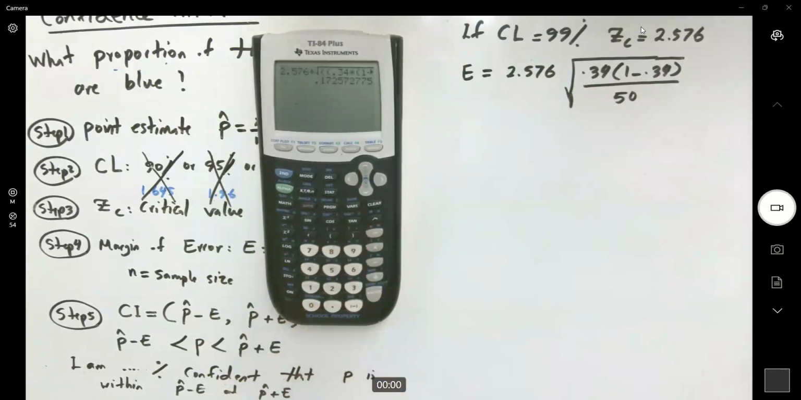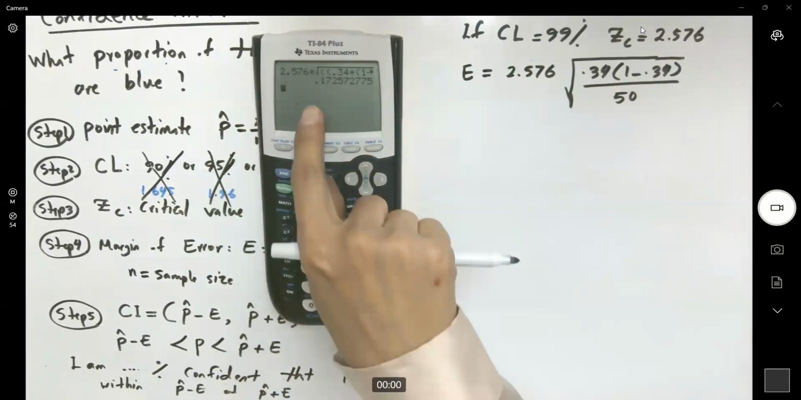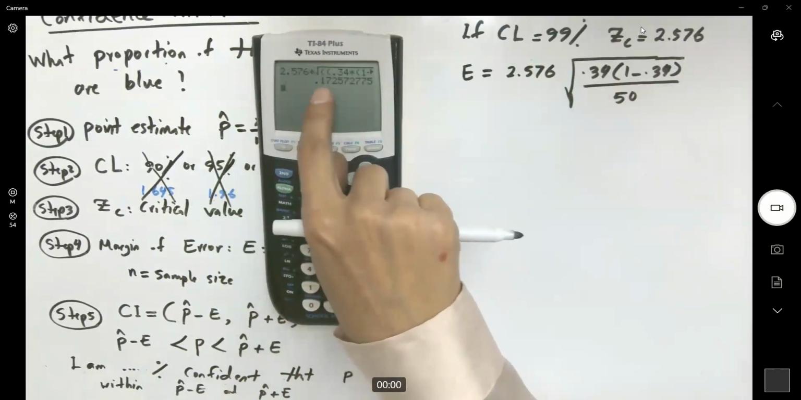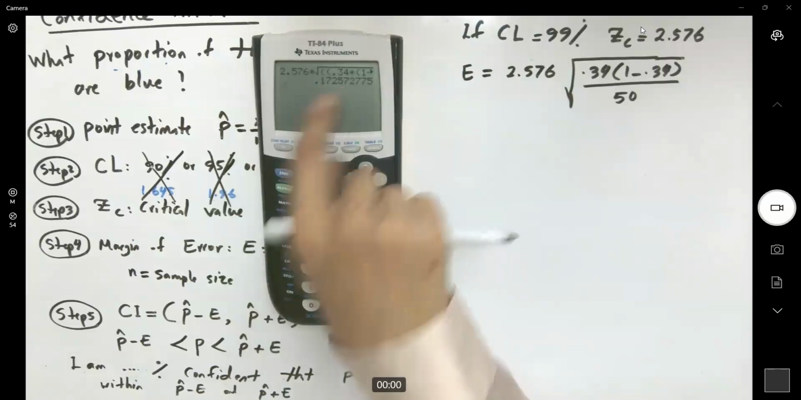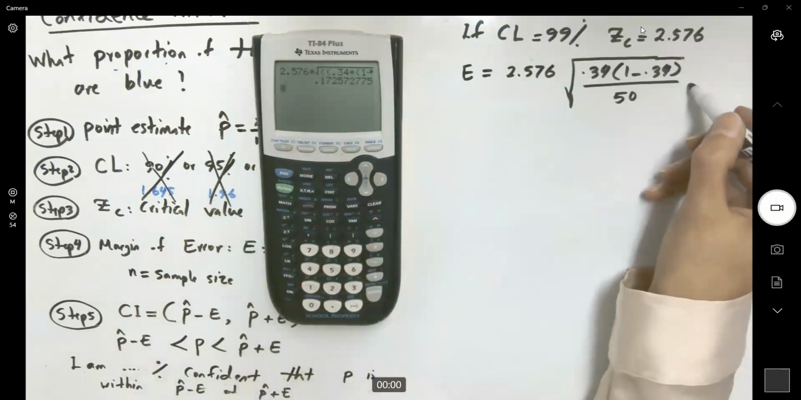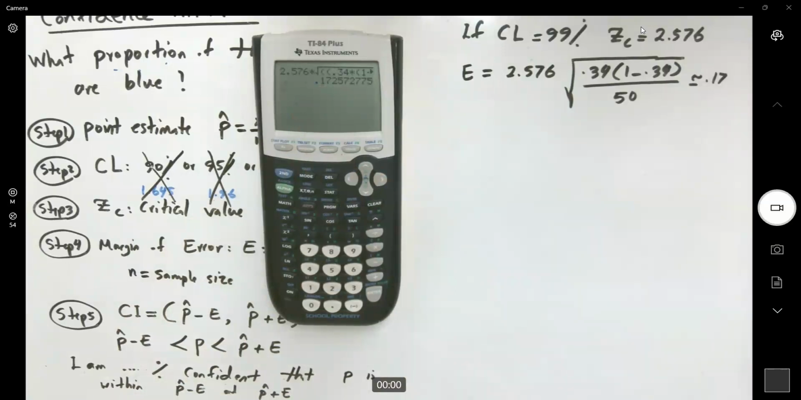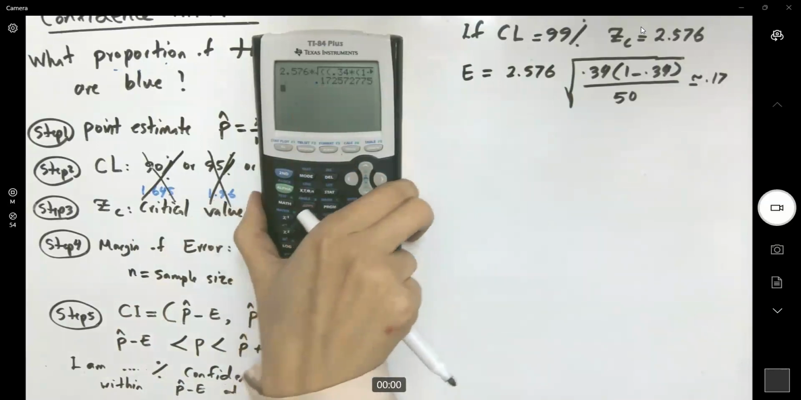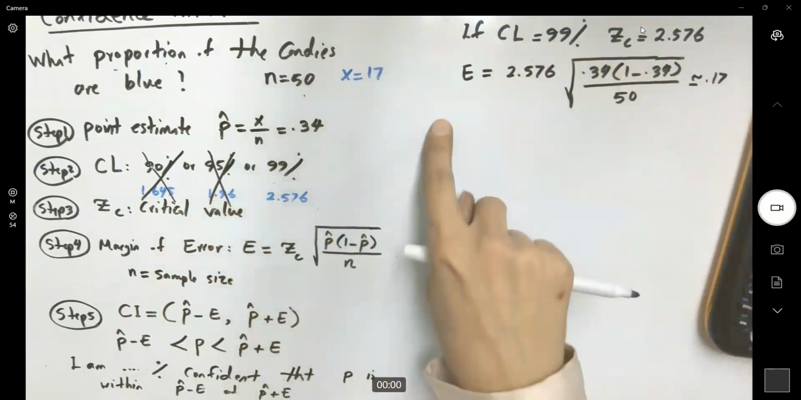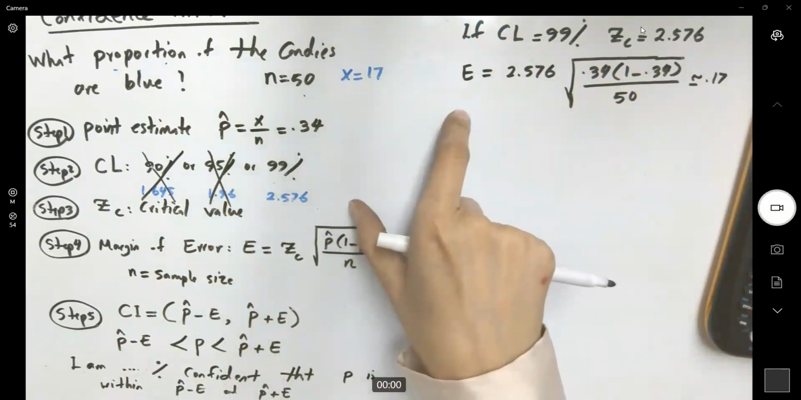What do we get? We get, well, our margin of error gets larger and larger. So this is approximately 0.17 or 17%. Very well. I calculated the margin of error.